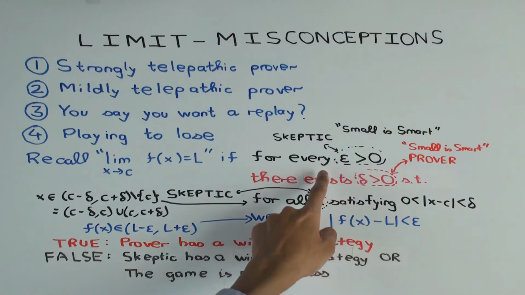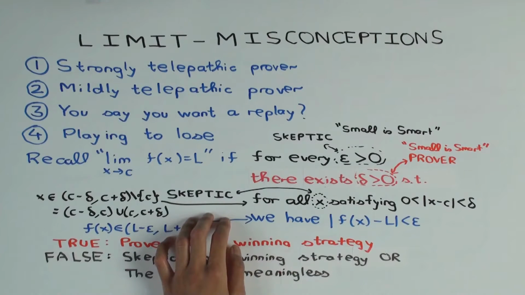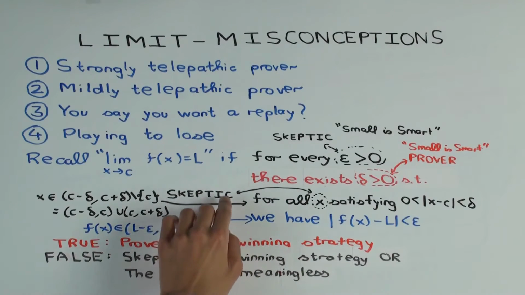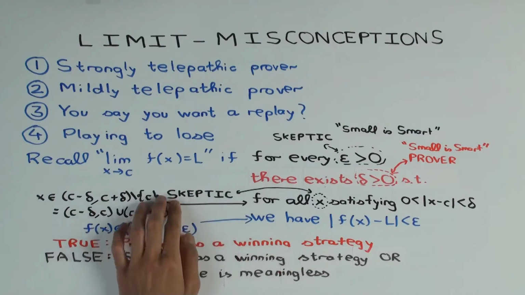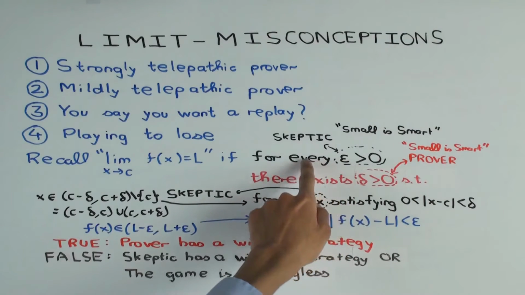Okay. Now, how do we describe this in terms of a limit game? So the skeptic starts off with the first part of the definition, picking the epsilon. Okay, that's the thing written in black.